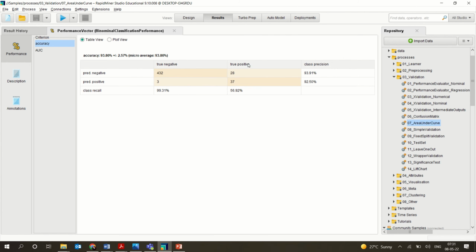So you have true negative, true positive, false positive, and false negatives. When you look at this, 432 plus 3, so 435 samples are negative, but 3 of them are misclassified. But 28 plus 37 are positive, and it is misclassified a lot. So here this is basically wrong.